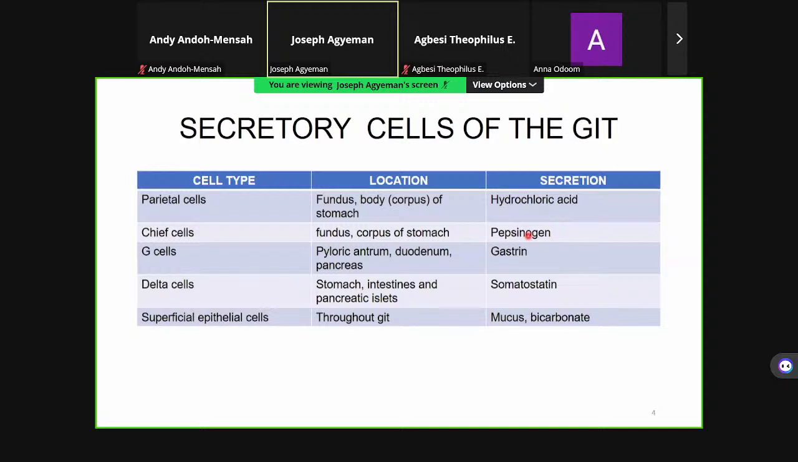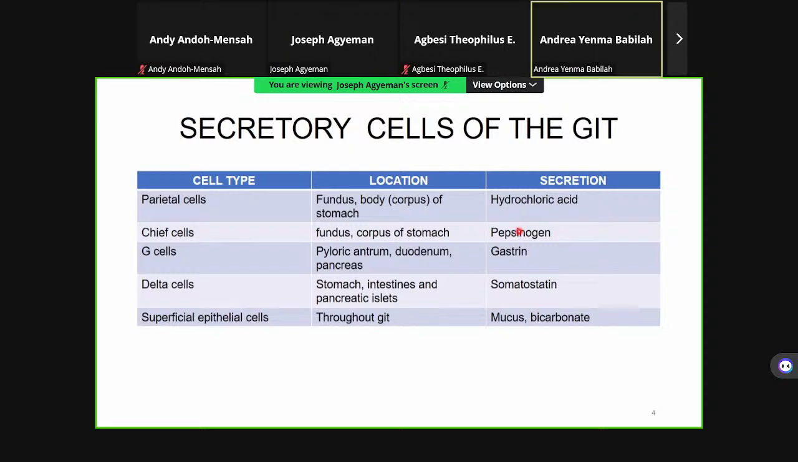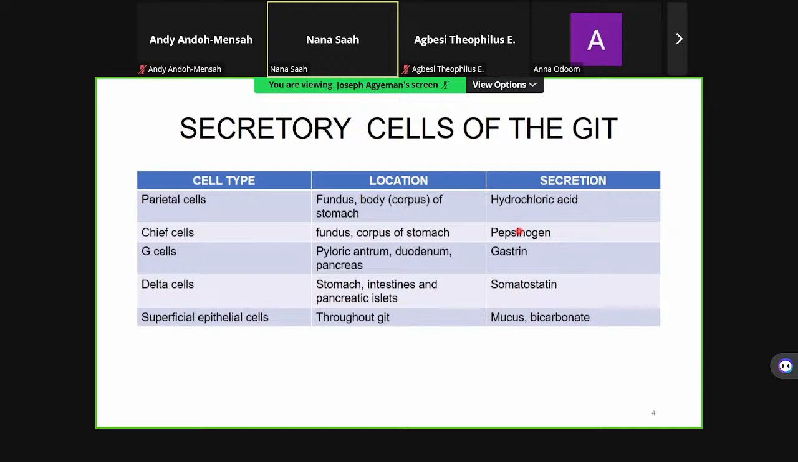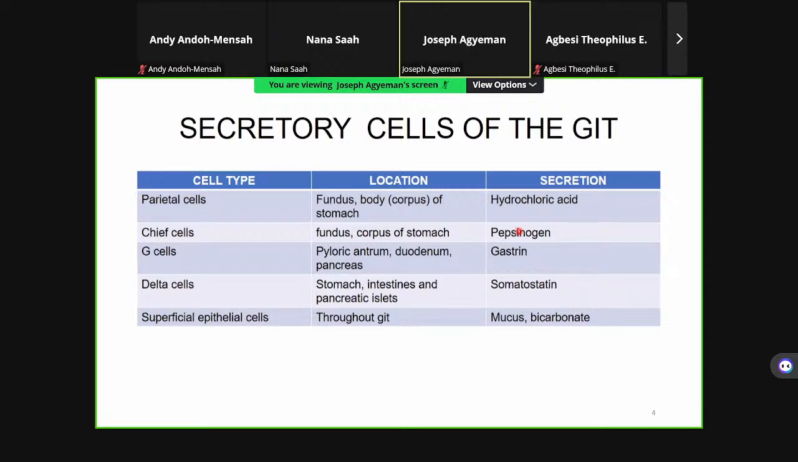And what is the role of pepsin when it comes to digestion? Anybody? What does pepsin do in terms of digestion? Hello? I think it breaks down protein and amino acids into amino acids. Yeah, so it is the enzyme that makes sure that proteins will be digested to the smaller unit for absorption.